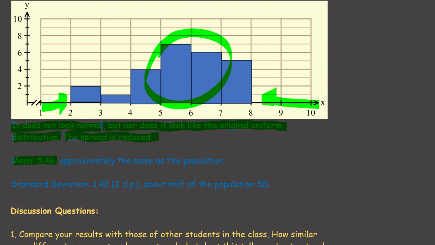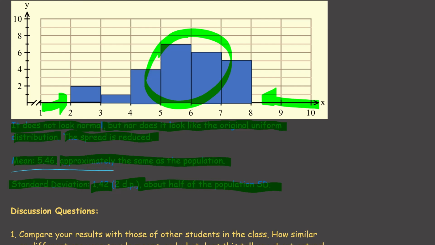The mean is 5.46, approximately the same as the population mean of 5.5. The standard deviation is 1.42 to 2 decimal places. That's about half of the population standard deviation. And those things will also vary if you compare them to other people doing the same investigation.